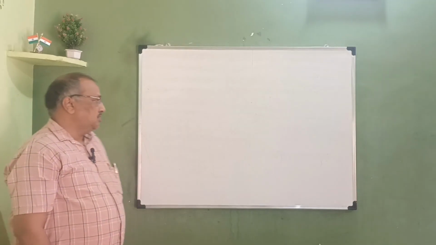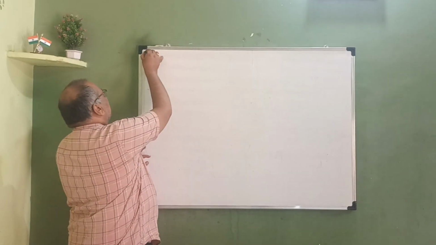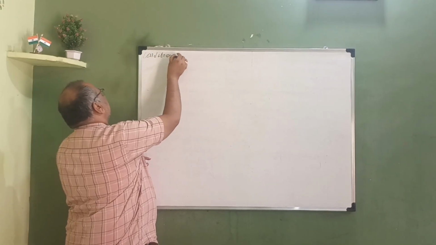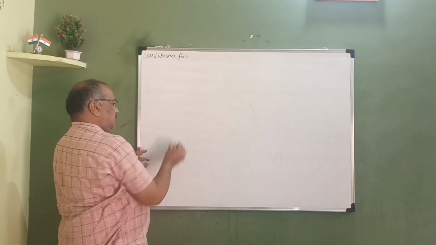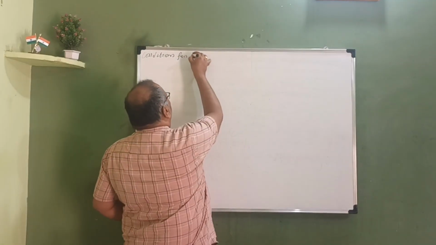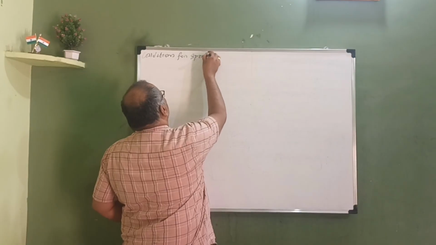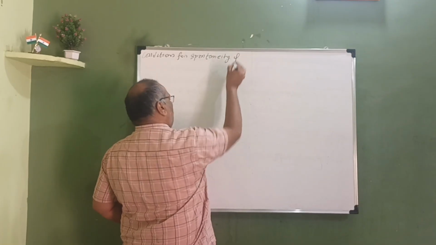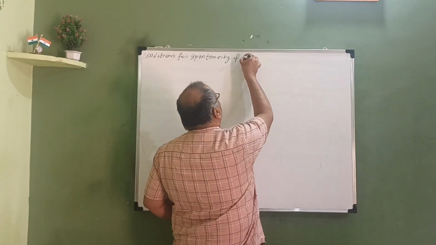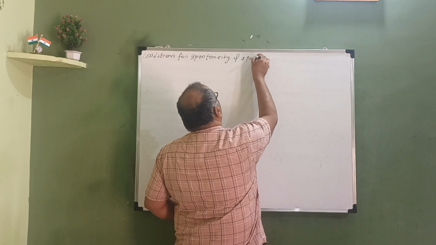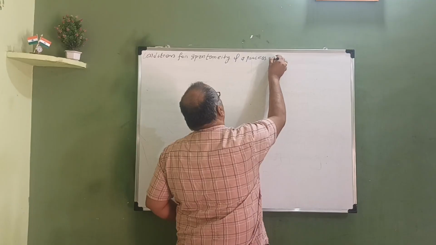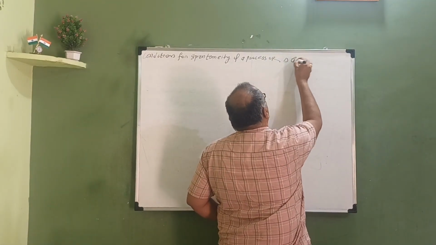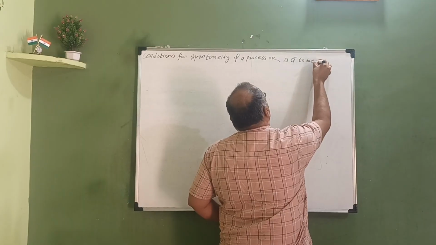Now, today we are going to discuss the conditions for spontaneity of a process, or delta G to be negative.